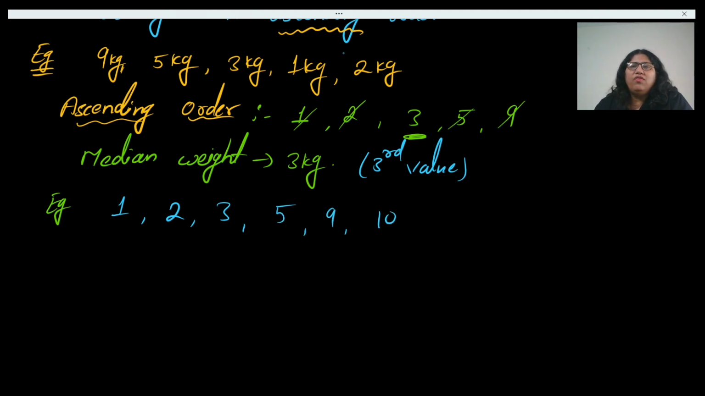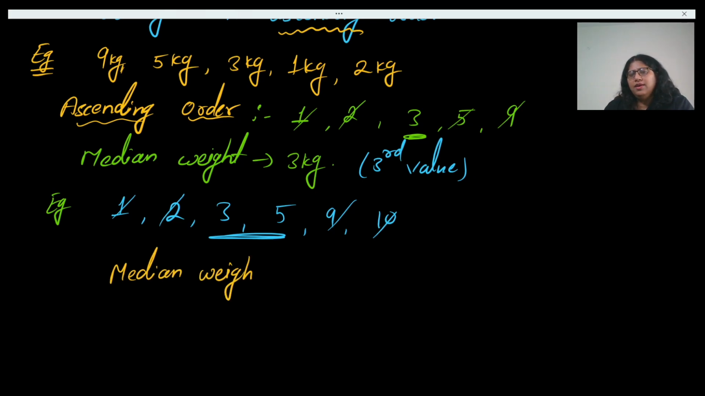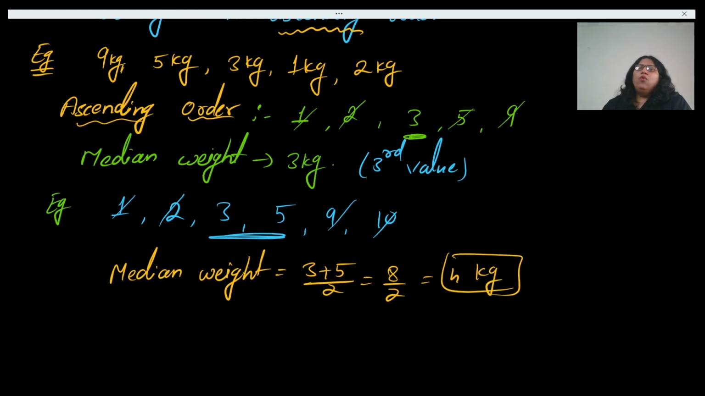Now your total number of observations is 6. If you keep cancelling from both sides, you will see you are left with two mid values, right? So whenever there are two mid values, your median is going to be the average of those two values. So what is the median here? 3 plus 5 by 2, which is 8 by 2. So you are getting 4 kg. That's the weight. Now, what does this mean?